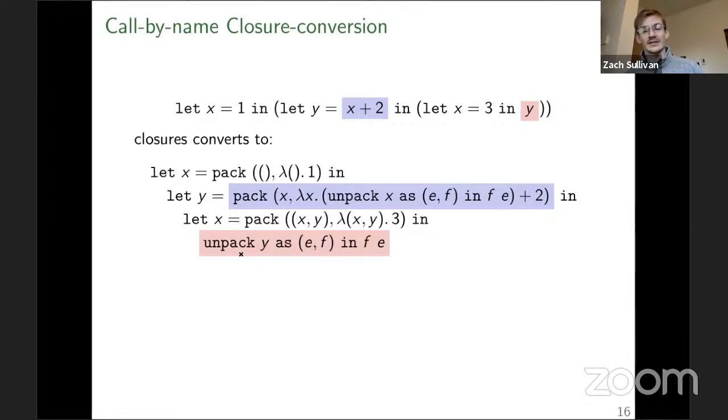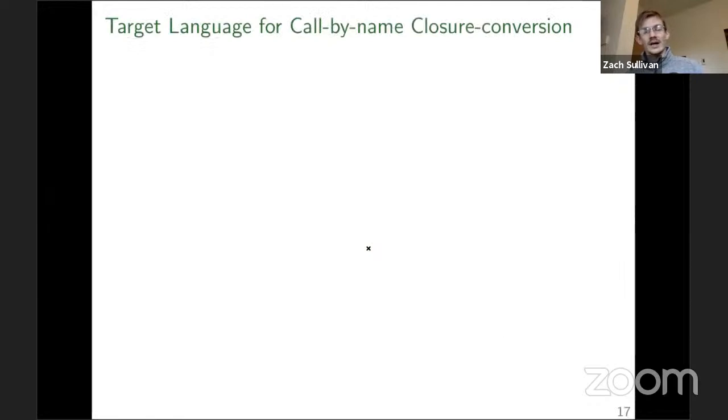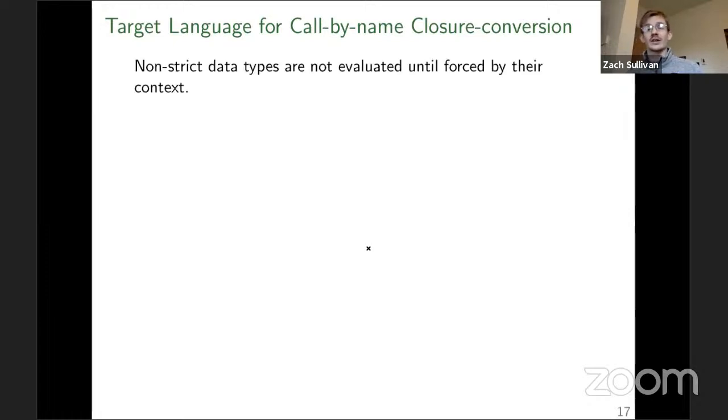And unpacking this is exactly the same too, where we'll pattern match on one of these packages, and we'll apply the function part to the environment part. So how can we run this call by name closure converted program? The natural thing to do would be to evaluate it in a call by name target language, which includes non-strict data types. And as a reminder, non-strict data types are not evaluated until forced by their context.